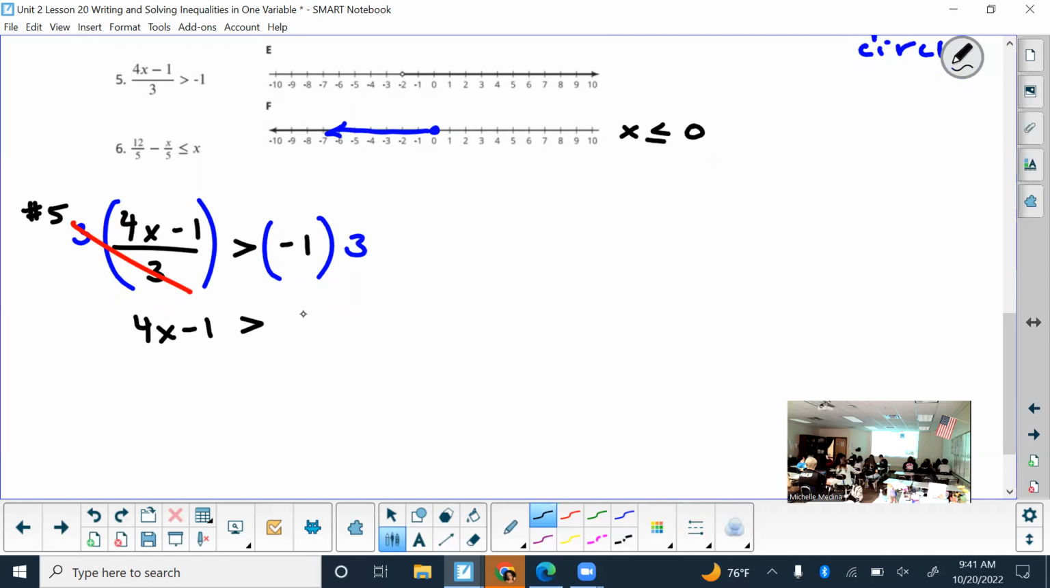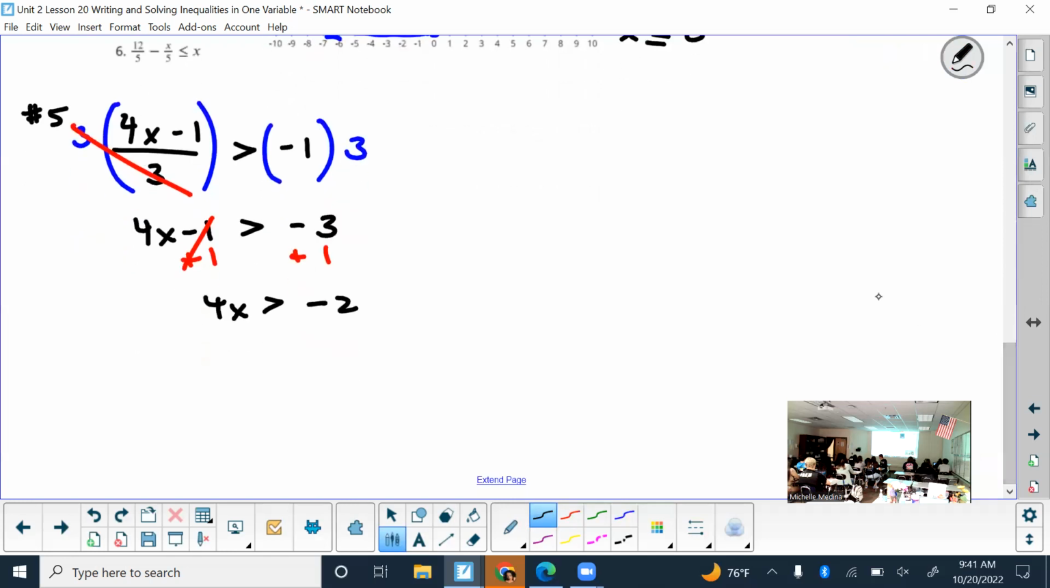-1 times 3 is -3, and then you keep going. Now it's farther from the x, so 4 or the -1. How do you cancel that out? Whatever you do on one side. And then that cancels. I have 4x greater than -3 plus 1. And then the opposite of multiplying by 4 is... whatever you do on one side.